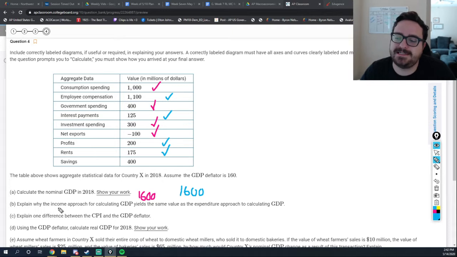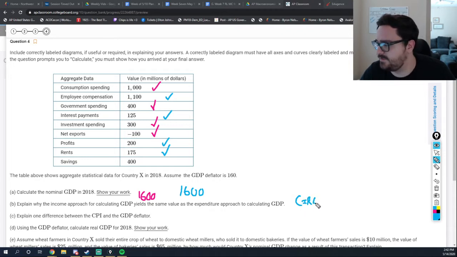Now this one asked the question of what I did here. Explain why the income approach for calculating GDP yields the same value as the expenditure approach for doing it. This is based on one thing and one thing alone that you're going to think that you've forgotten, I bet. And that is the circular flow model. I actually referenced it as part of a thing that you should have or could have explained.